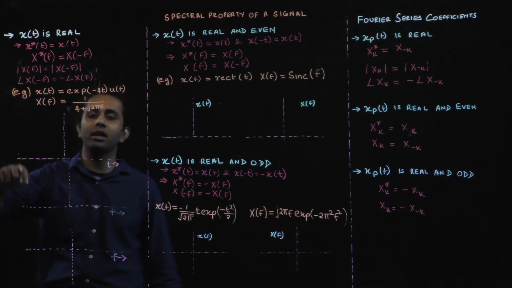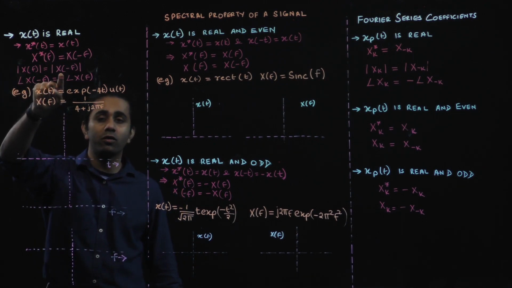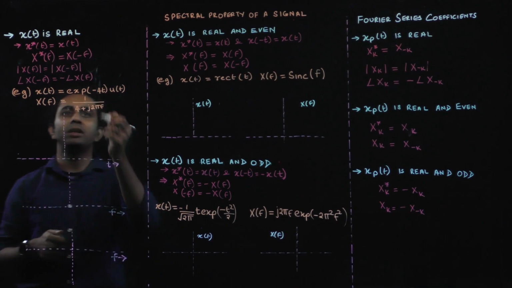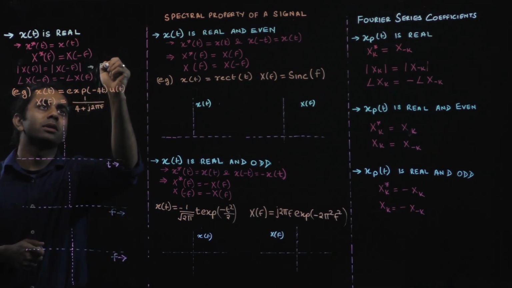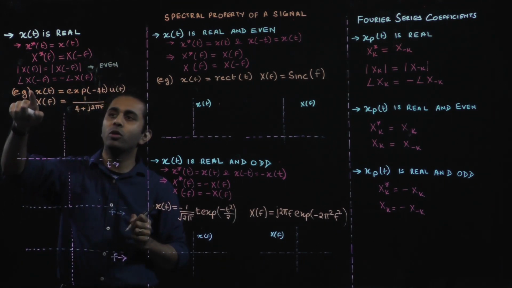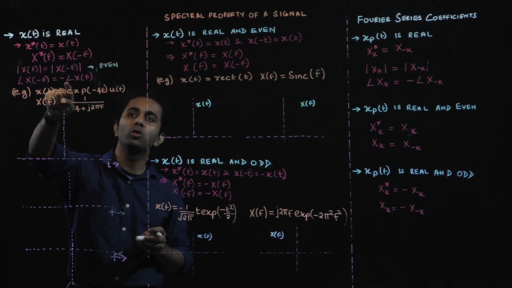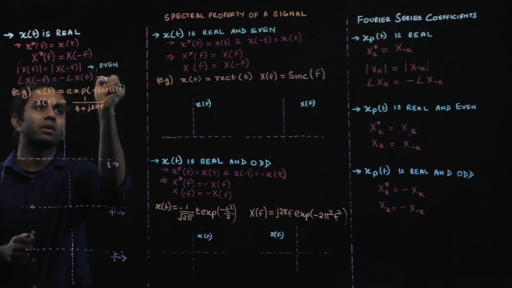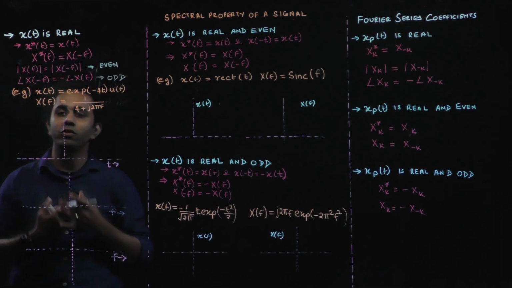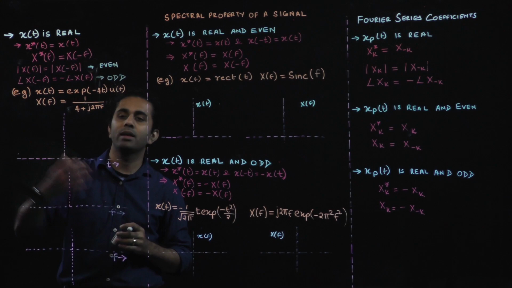And based on this, I can figure out that the magnitude of x of f is equal to the magnitude of x of minus f. This means that my magnitude here exhibits even symmetry. While if you look at the angles, I can say that the angle of x of minus f is equal to minus the angle of x of f. So this correspondingly represents some form of odd symmetry. Let's try to understand this better by using an example here.